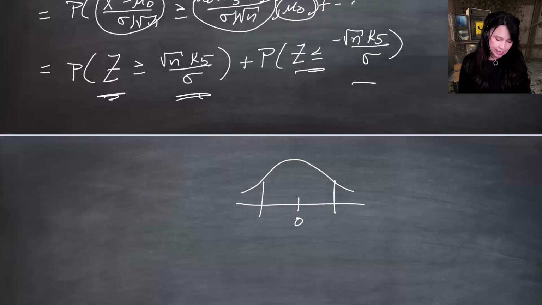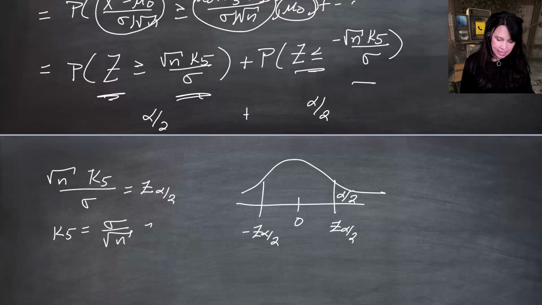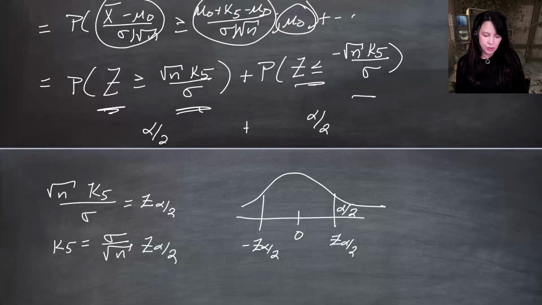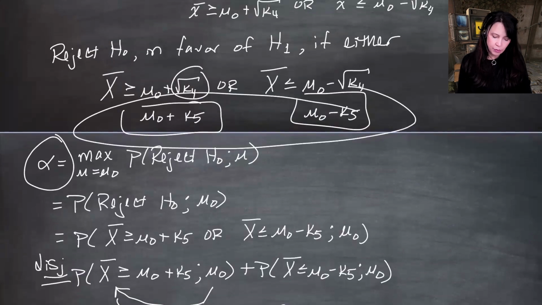So this means that I want to be above a number with probability alpha over 2, and below the same version of that number with probability alpha over 2. So if I want alpha over 2 up here, this is going to be called z sub alpha over 2. This is the negative of z sub alpha over 2. In either case, if you look at this square root of n K5 over sigma, you get that K5 is sigma over the square root of n z sub alpha over 2. So returning to these tests, those numbers are going to go right here.